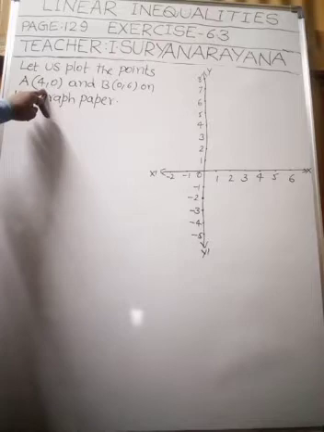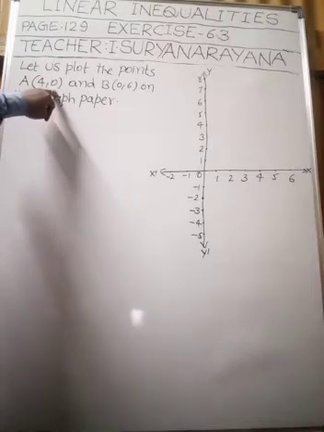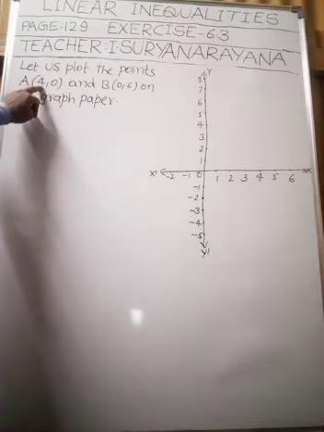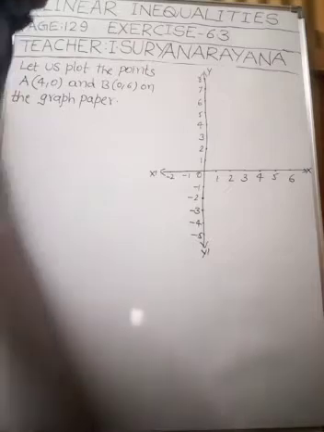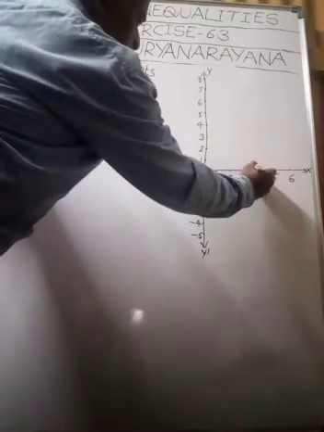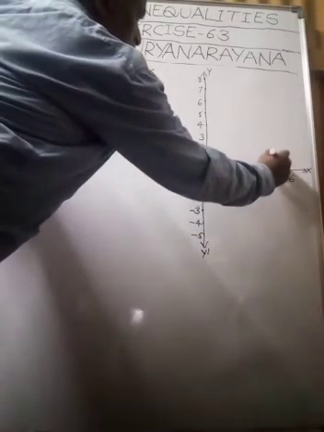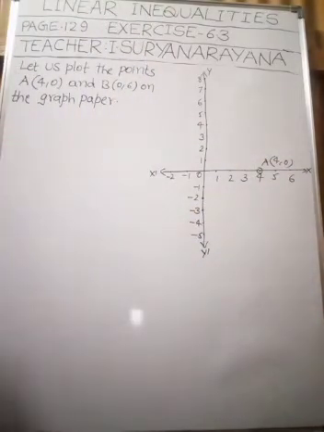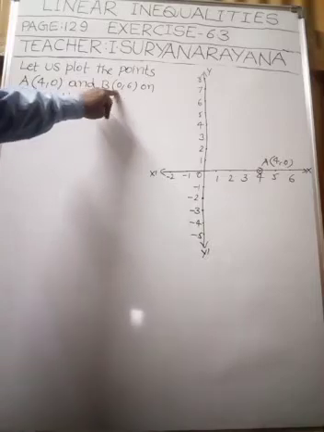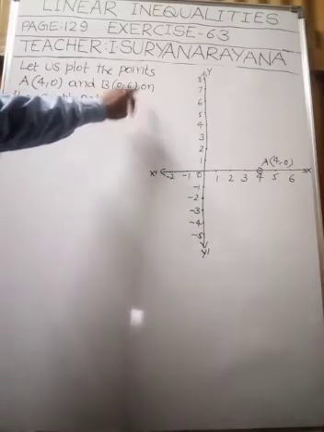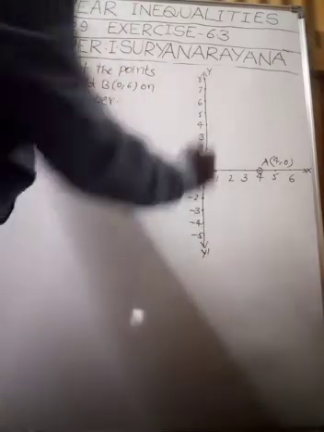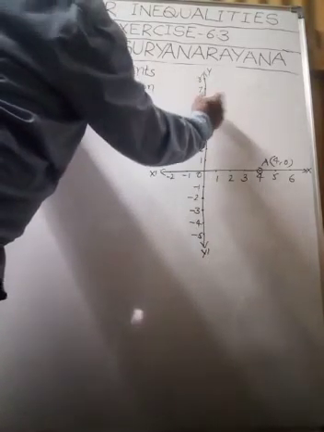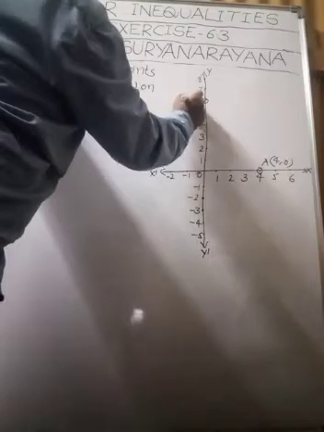Yes. Here (4, 0). Here the y coordinate is 0. Therefore, this point lies on the x-axis. Here (4, 0). That is point A. Now come to the point B (0, 6). Here the x coordinate is 0. So this point lies on the y-axis. So here is point B (0, 6).